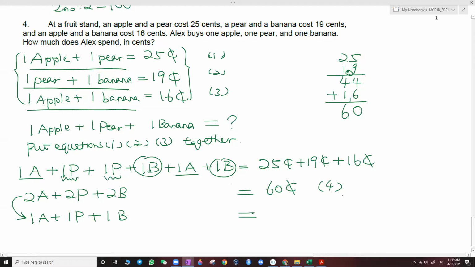Anyone? Let me see. Who knows? I have, yeah? So 2 apples, 2 pears, and 2 bananas is 60 cents. I know. Who was this? Was this Kevin again? Yeah, I know. How about Andrew?